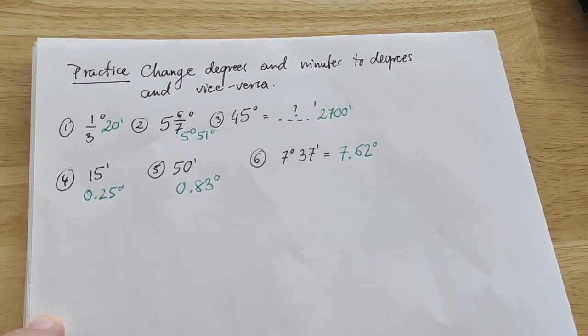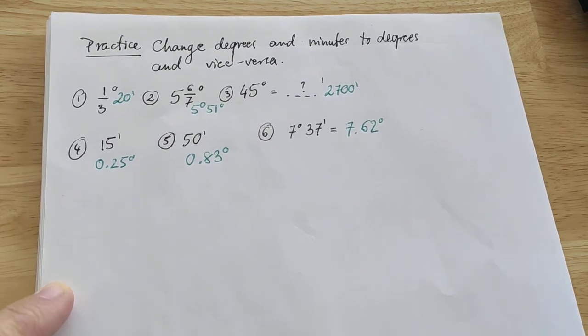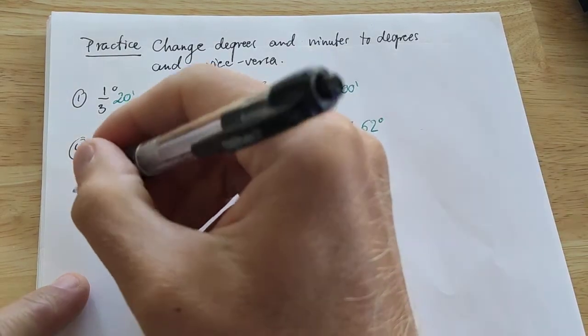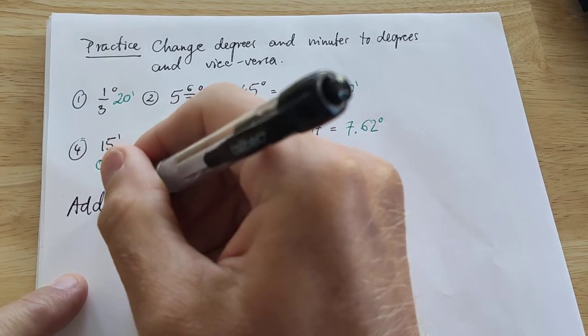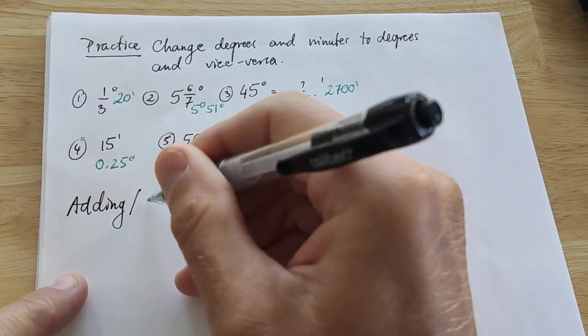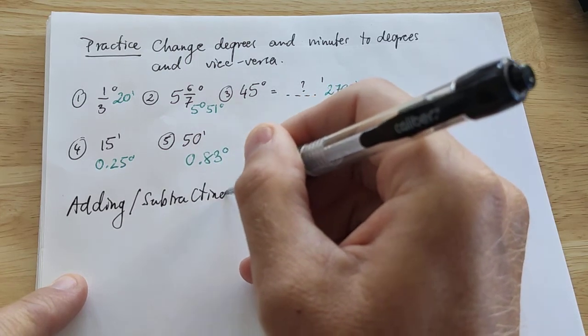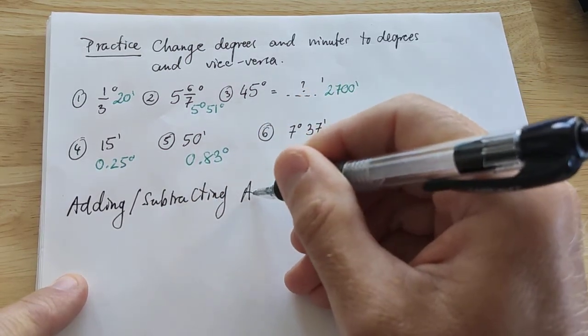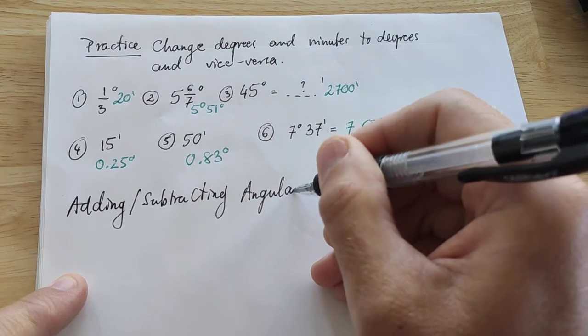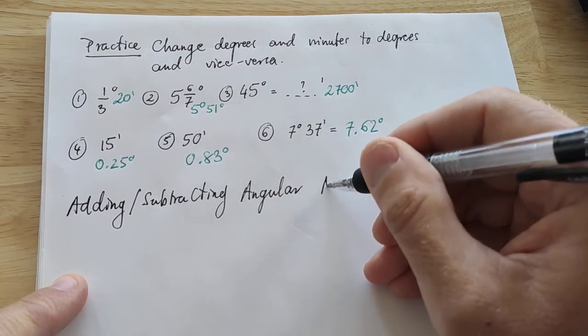Alright, next thing we'll do is adding and subtracting degree measure. Alright, so adding, subtracting angular measure.